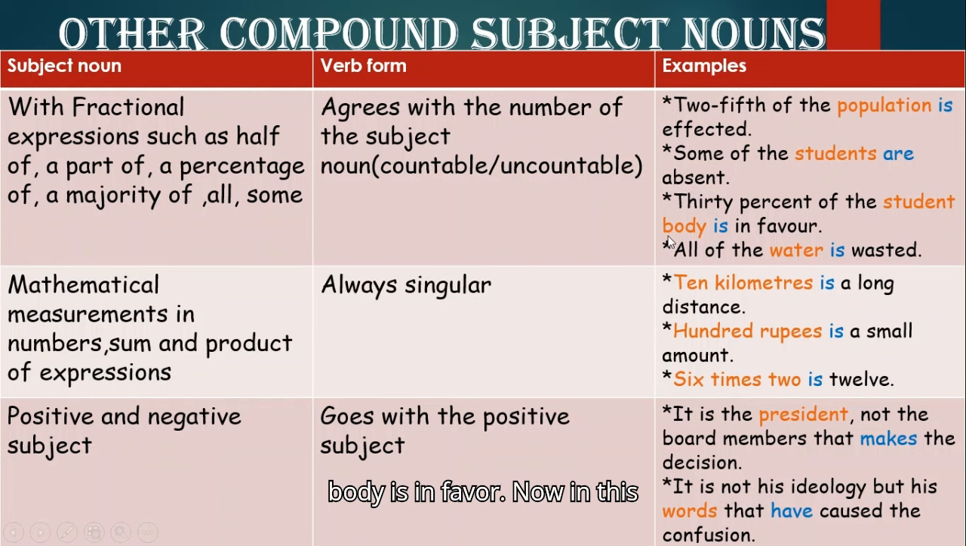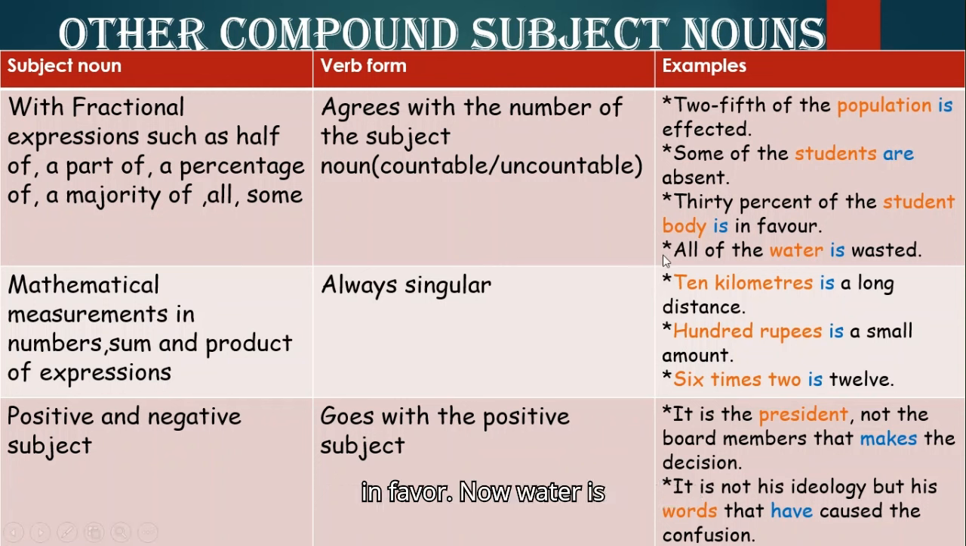30% of the student body is in favor. Now in this case, we are talking about a percentage of the student body. Now, student body is singular. Students are plural, but the student body is one, hence it is singular. So 30% of the student body is in favor.